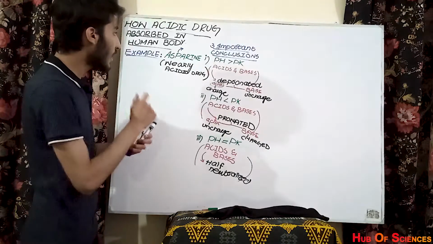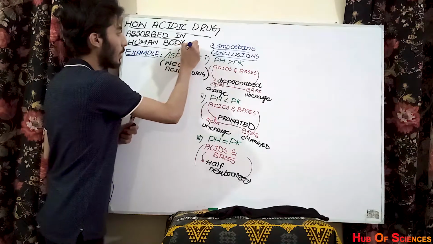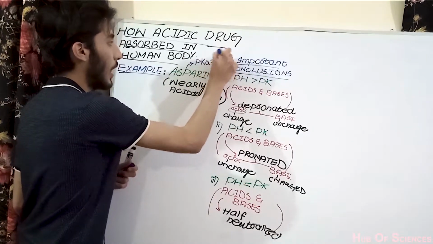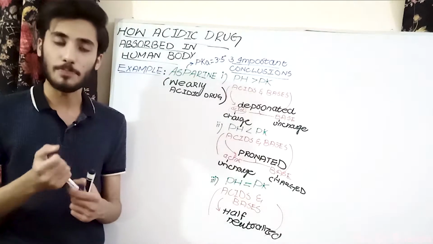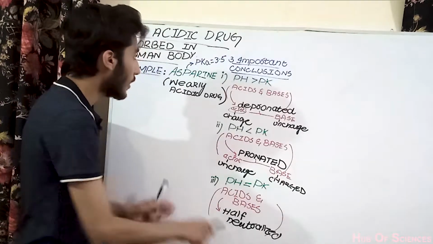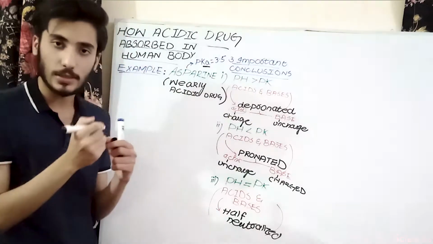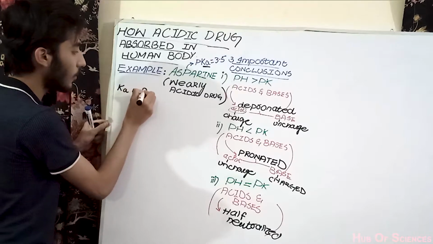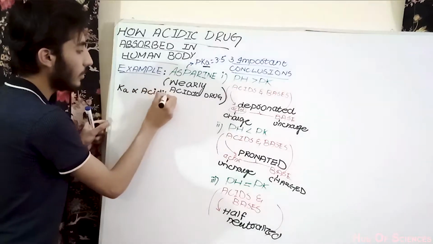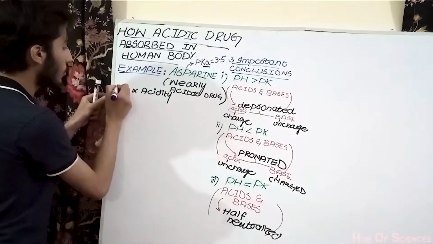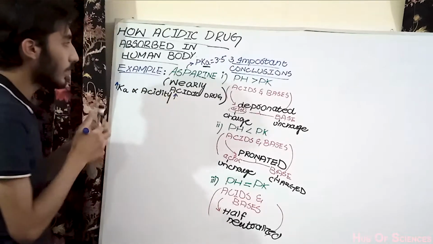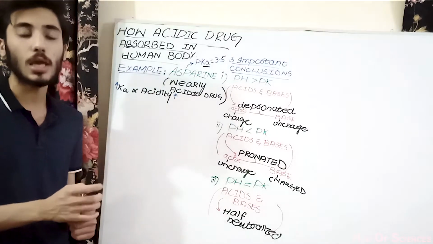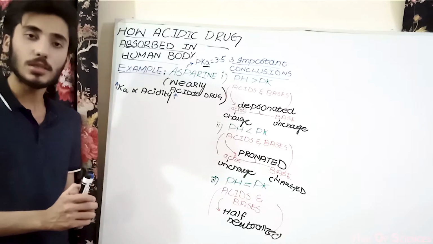We know that the pKa of aspirin is approximately 3.5, and we also need to know what pKa is. Ka is the dissociation constant of the acid. The greater the dissociation constant of an acid, the greater its acidity, so it is directly related to the acidity. But what is pKa? pKa is the negative logarithm of Ka, the acid dissociation constant.